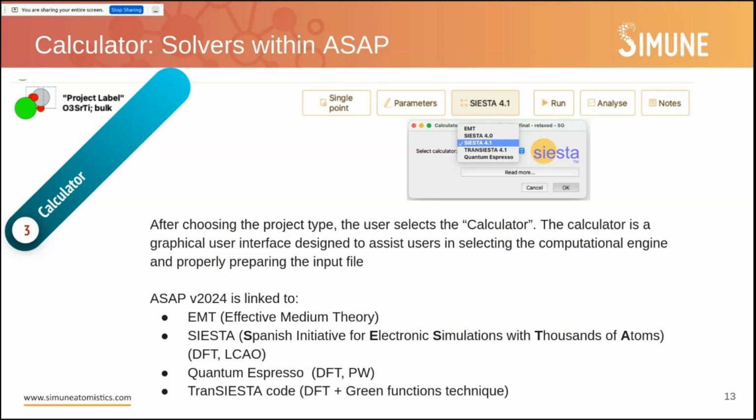Siesta is a linear combination of atomic orbitals DFT code with highly tunable performance, and it can treat periodic systems, finite systems, open systems, basically any kind of system. Then we have Quantum Espresso. It's also a DFT code, but it's a plane wave code in this case. And like Siesta, it can treat any kind of system: bulk, surfaces, molecules. Finally, we support the Transiesta code, which is an implementation of non-equilibrium electronic transport in Siesta. But Irina will explain all this in the second part of the webinar.